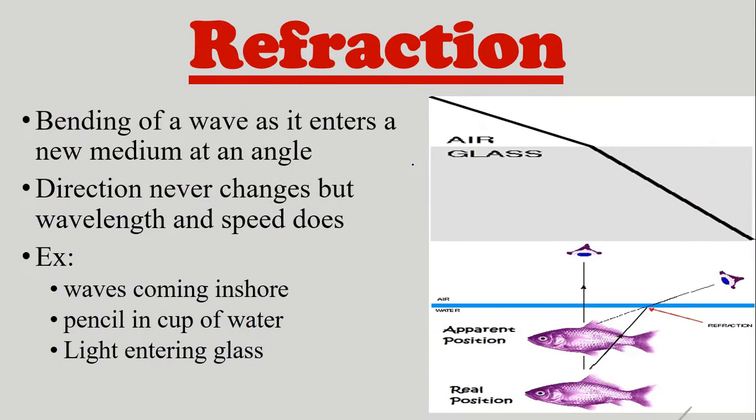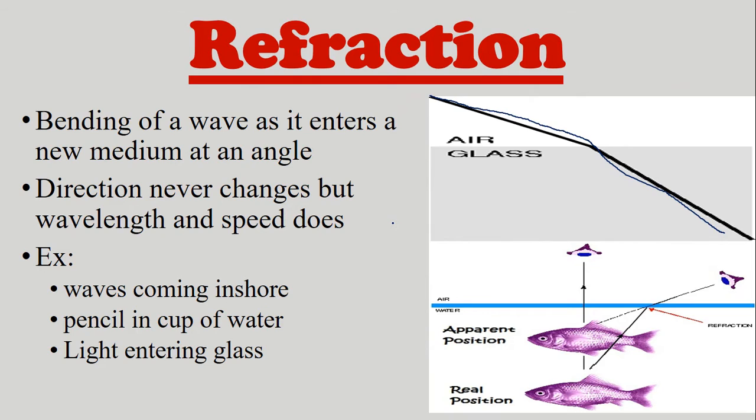All right, refraction. This is the bending of a wave as it enters a new medium. You can see this in the picture. We have air and we have glass. The wave comes in at one angle, hits the new medium, and goes in at a different angle. The direction of travel doesn't change, so it's still going in the same direction. It just changes the wavelength and speed.